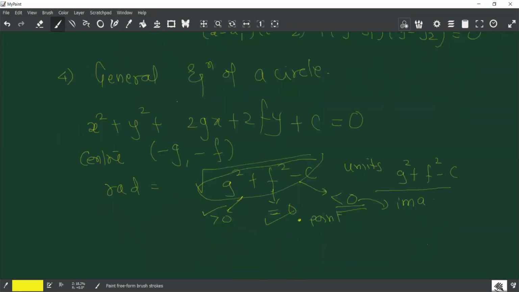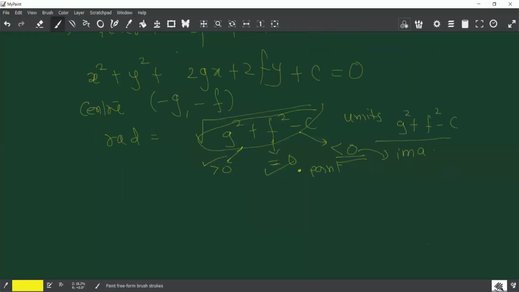It is not the radius, what is inside the square root that will decide. That's okay. Radius will decide, absolutely correct. You got it? Now somebody wanted the proof of the previous one.